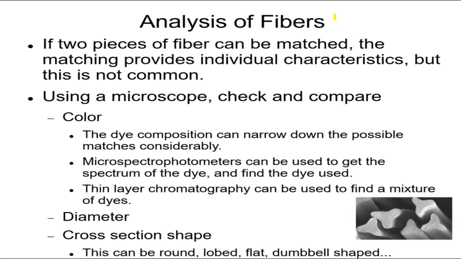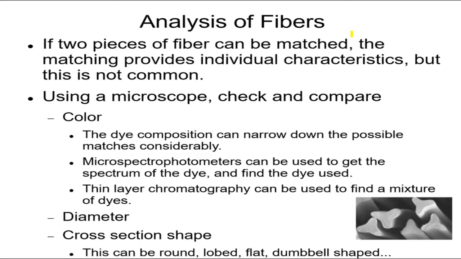Well, okay, we get the fiber. How do we analyze it? Well, one thing we can hopefully do, if you take, let's say, a thread from the crime scene, and we go to the suspect, and we find another thread on the suspect, and we are somehow able to connect the two. In other words, the fiber was ripped, and we find the exact match to that rip on the suspect. Well, there you go. That's pretty much an individual characteristic. You can connect the suspect to the crime scene.